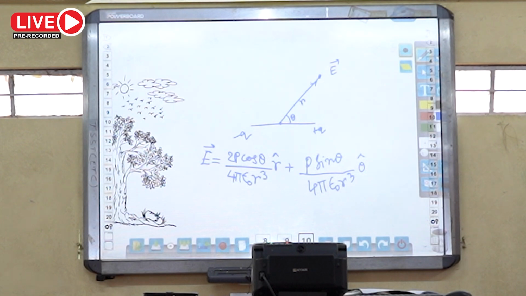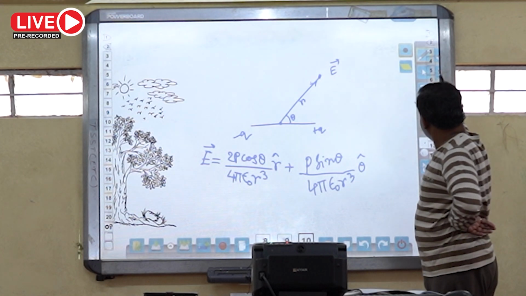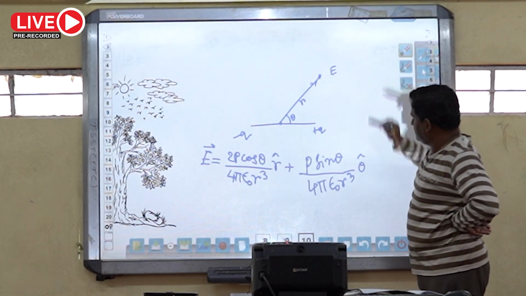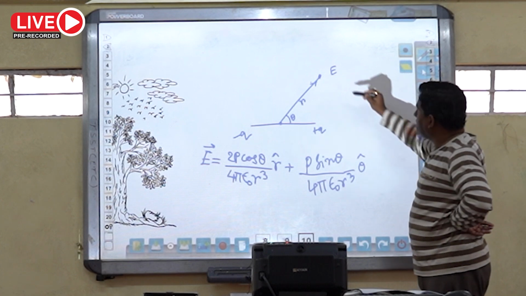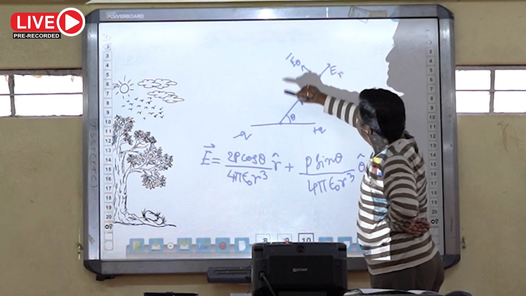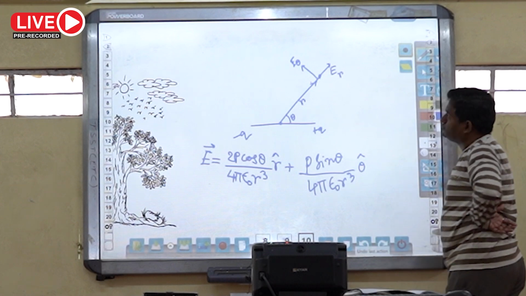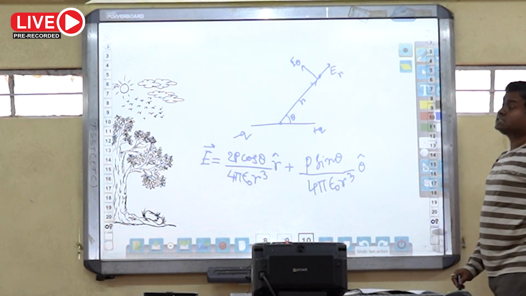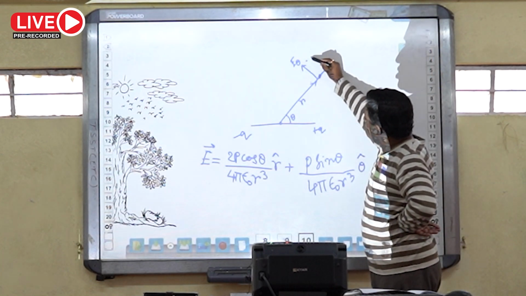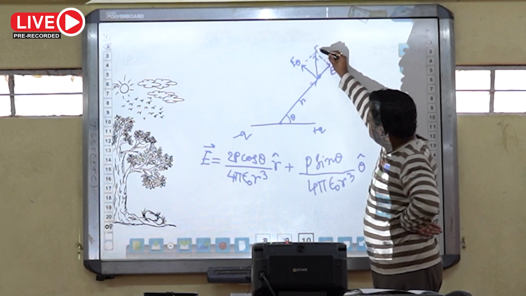Okay. Now these are the two components of the electric field. Now this component is ER component, the E theta component. Okay. Now what is the resultant field E? Sum of these two components. Suppose here, this is E.